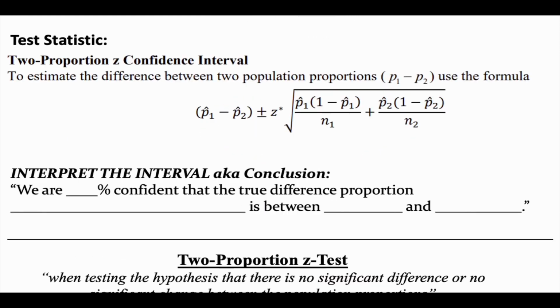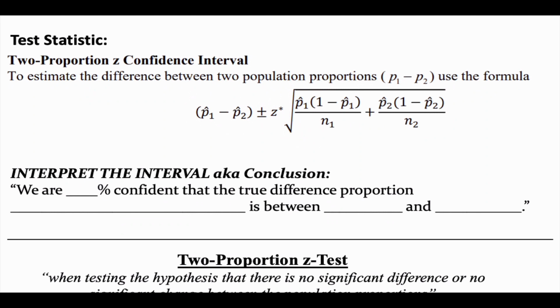What is the stuff that you do have to memorize? Subtraction, and then plus or minus z critical. That's it. Everything else is on there. So this part right here is on your formula sheet. We always start with subtraction, sample 1 versus sample 2, plus or minus, and then z critical. Z critical is what we always do for those.